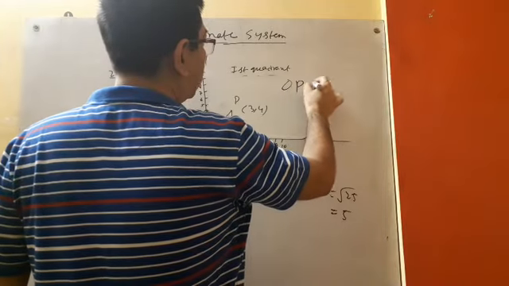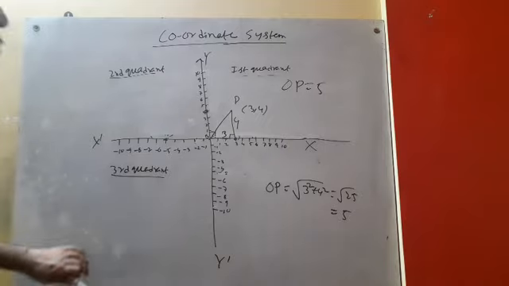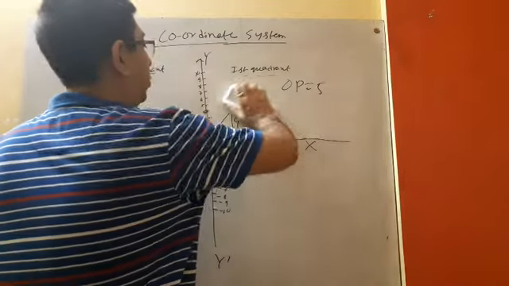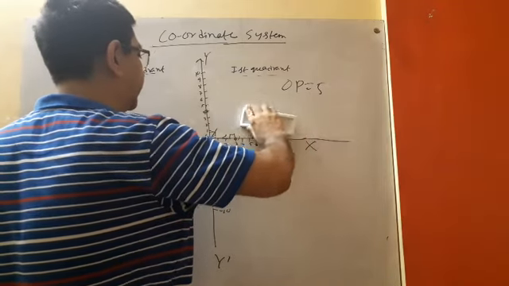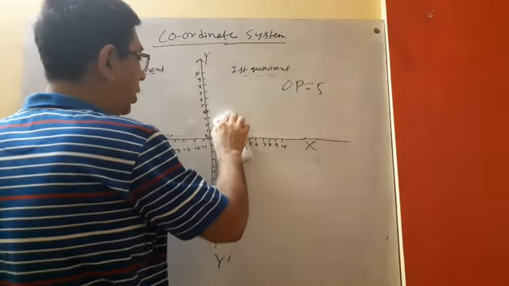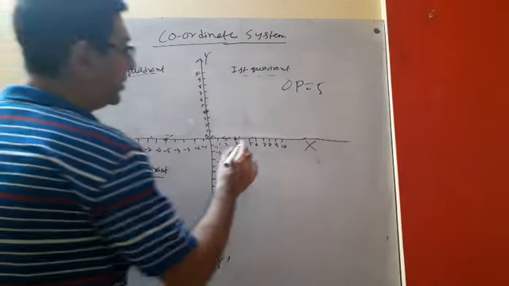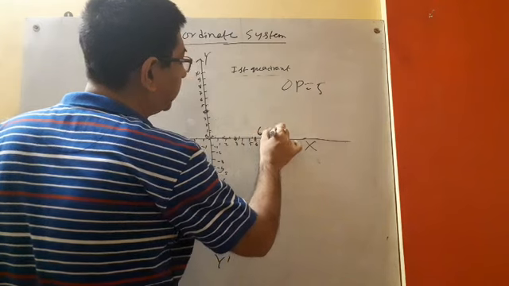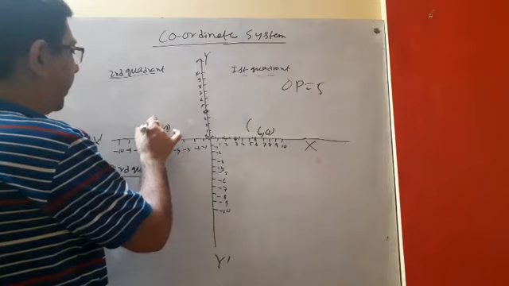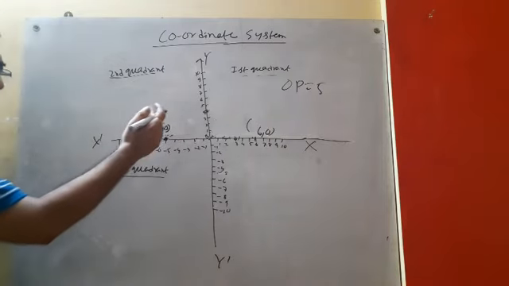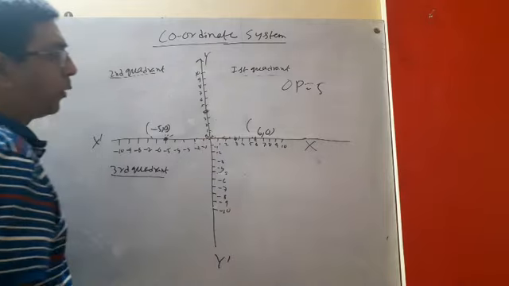Now suppose there are 2 points, we have to find the distance without using the distance formula. There is a formula for finding a distance, but without using the distance formula, we can find the distance of some points. Suppose this point is 6, 0, and this point is minus 5, 0. Why minus 5, 0? This is minus because it is on the left hand side of the y-axis. What is the distance between the 2 points?